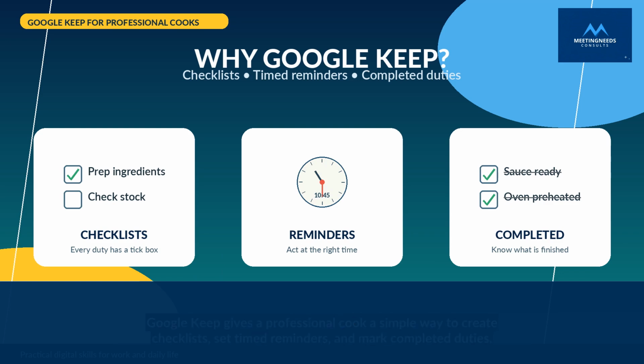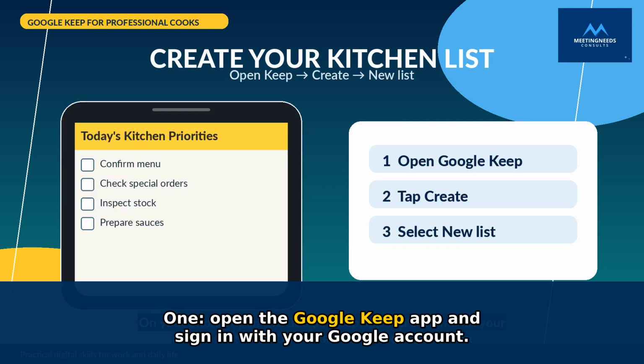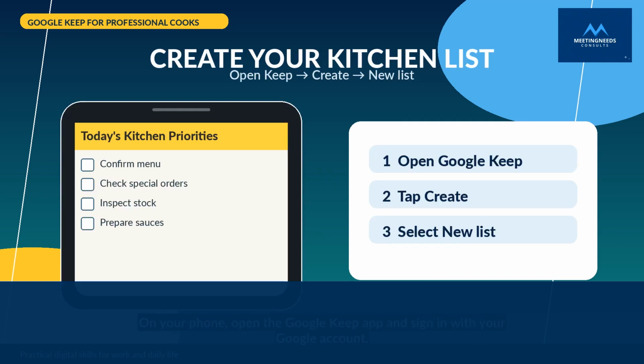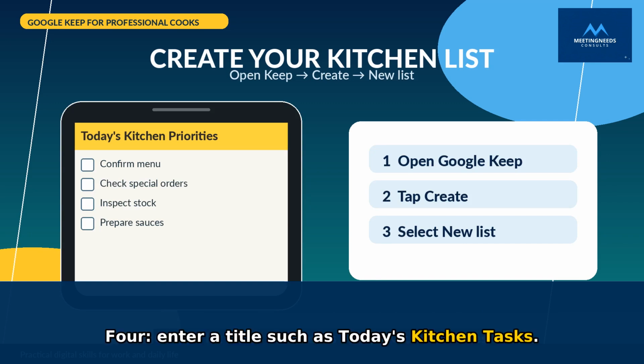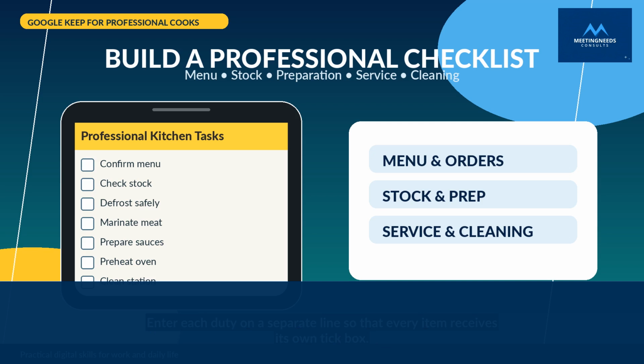On your phone. 1. Open the Google Keep app and sign in with your Google account. 2. Tap Create at the bottom right corner. 3. Select the new List for Checklist icon. 4. Enter a title such as Today's Kitchen Tasks. 5. Add each duty separately.